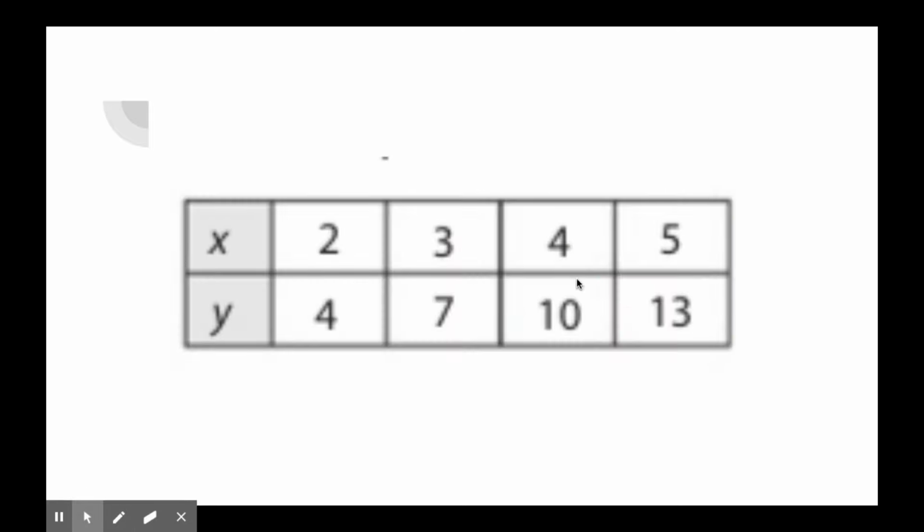So let's review the table. Once again, we're going to do our change in y over our change in x. So we have 4, 7, 10, 13. So what are we going up by here? We're going up by 3. And then here we're going up by 1. So my slope would be 3 over 1.